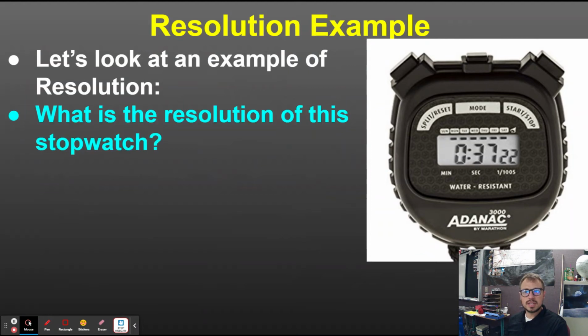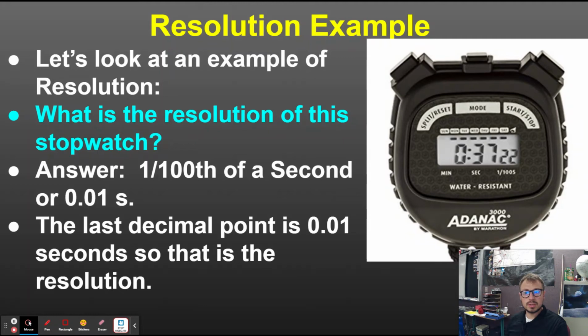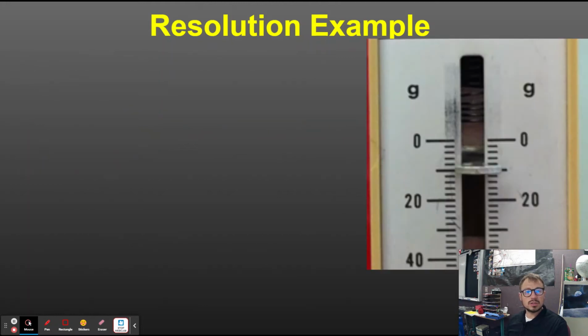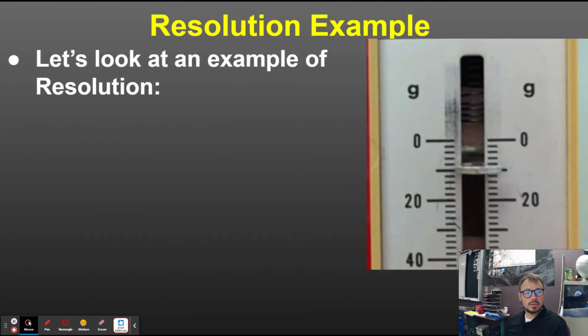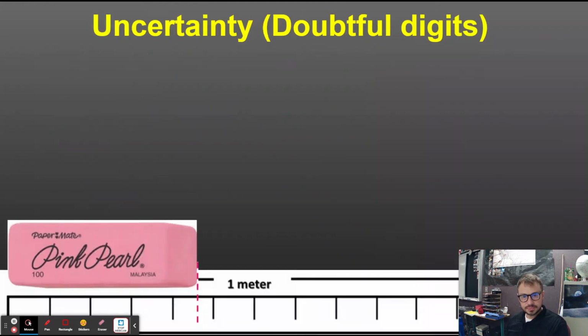So if we look at this example, the resolution of the stopwatch would be 1/100th of a second, or 0.01 seconds. Let's look at this one. This one's a little bit tricky. The resolution of the scale: each one of those dash marks is not going to be 1 gram, because if we get to that halfway point between 0 and 20, that'd be 10. You'd have to count by 2 to get to 10 by the halfway and then get to 20. So each one of those dash marks is 2 grams.